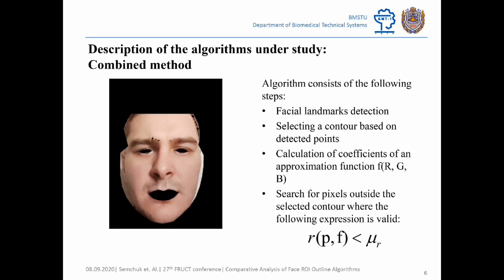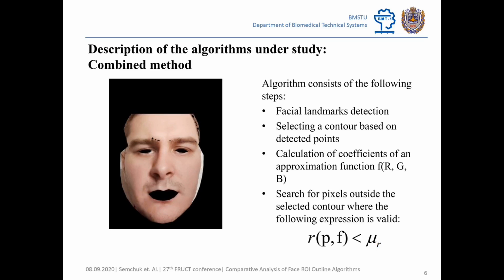Calculations have shown that the RGB coordinates of points belonging to the areas selected by this method are approximated by a linear function. Thus, the combined algorithm consists of the following steps. First, facial landmarks detection. Second, selecting a contour based on detected points. Third, calculation of coefficients of a linear function f that approximates a point cloud in RGB space based on pixels inside the selected area.